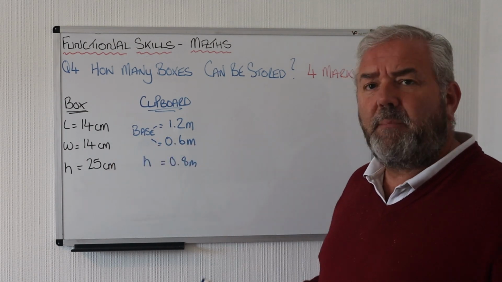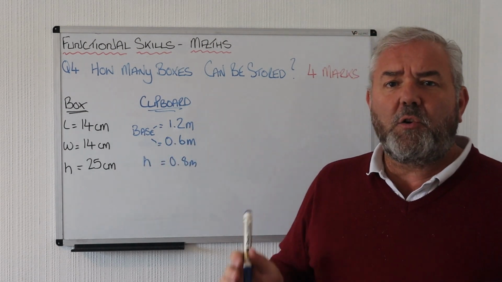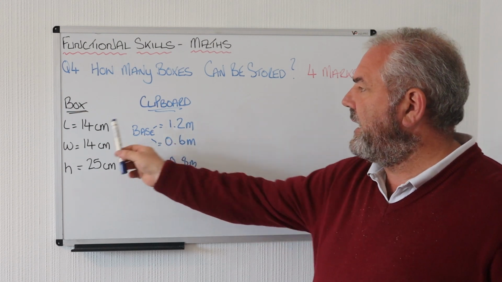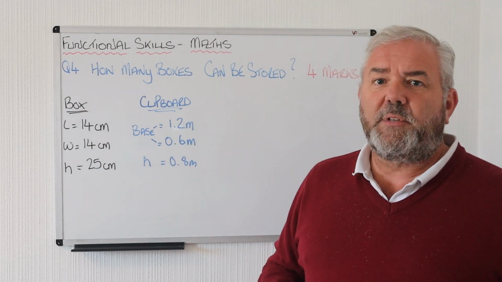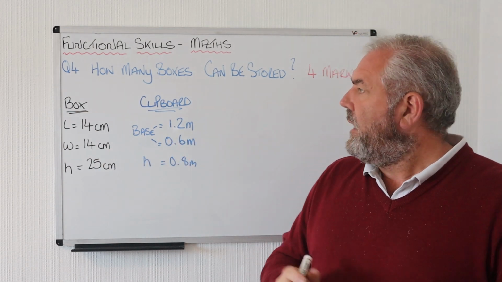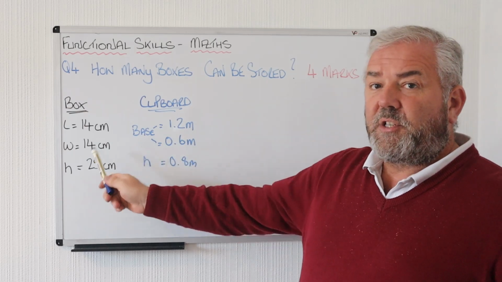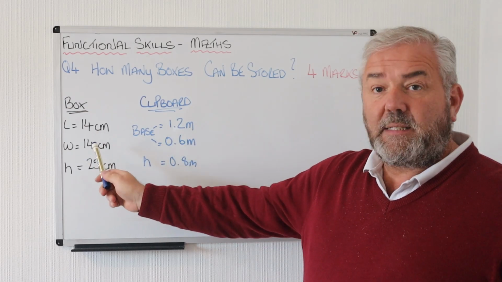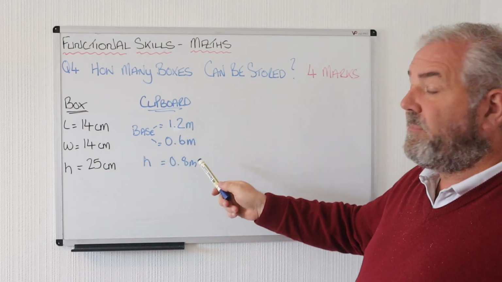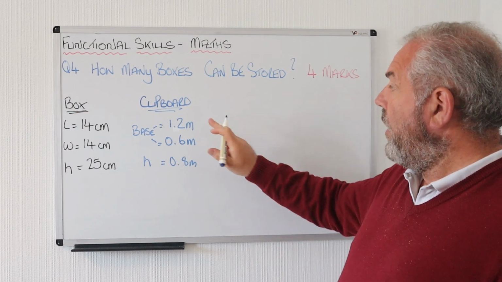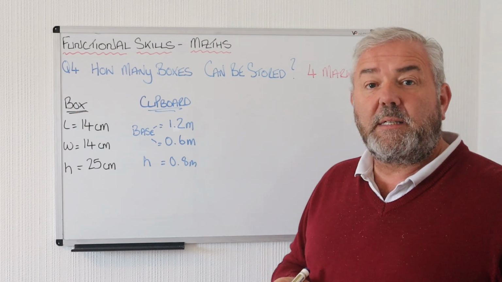We've got centimetres and metres. Now when we do any question that has 2 different sets of units, we've got to make them the same. So that's our first step. We always go to the smallest unit of measurement, i.e. in this example the centimetres. So we've got to convert these metres into centimetres. So what is 1.2 metres as centimetres?